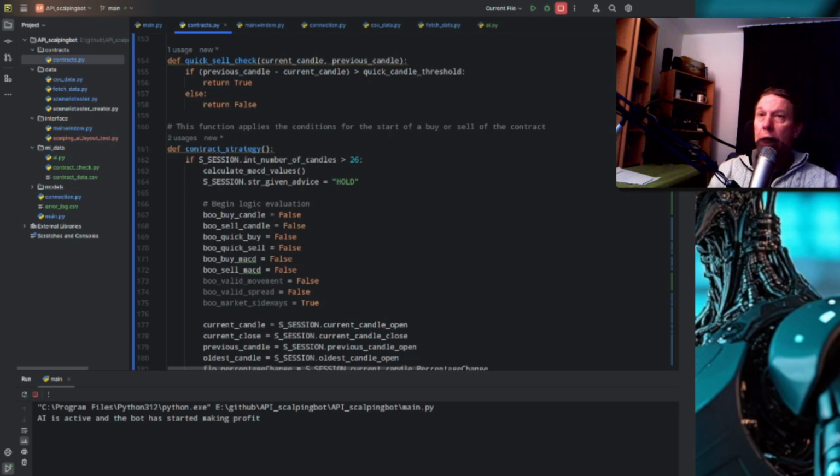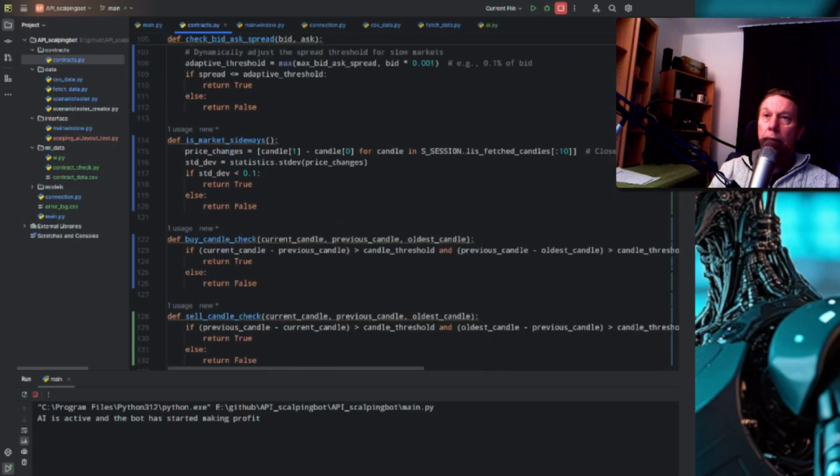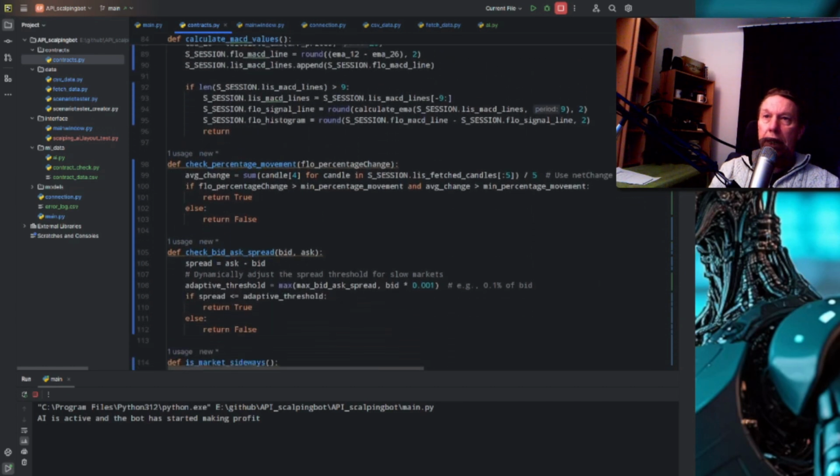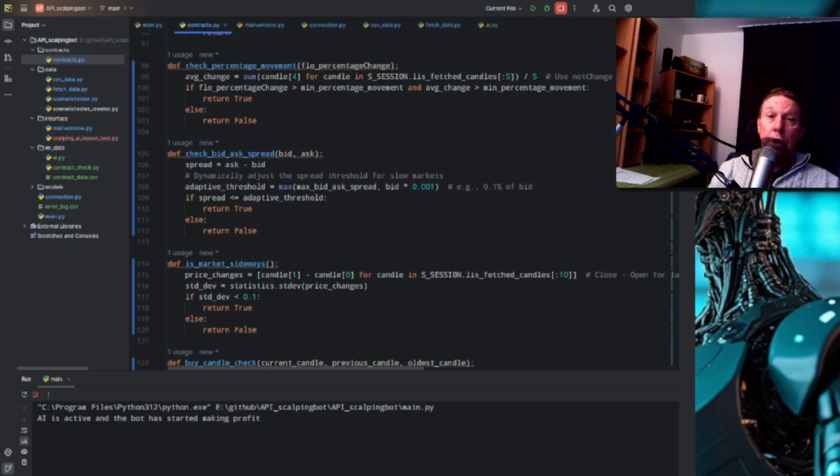So I talked with ChatGPT, and he gave me some advice, and I added new code to the strategy to prevent this. The first new strategy measure you're going to see is the check percentage movement. This uses key item 4 of a candle, which is the net change of a candle. The average should be larger than a minimum percentage movement, and the percentage change, key 5 in this case, also a part of the candle, both have to be larger than the minimum percentage movement before it will be true.